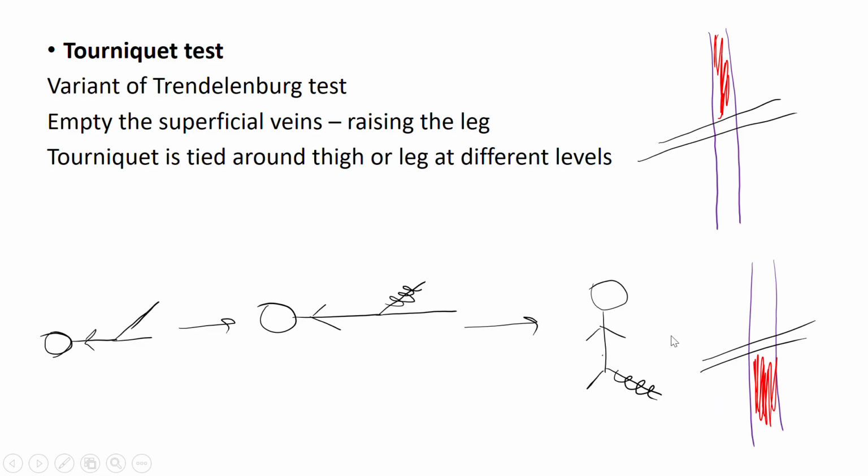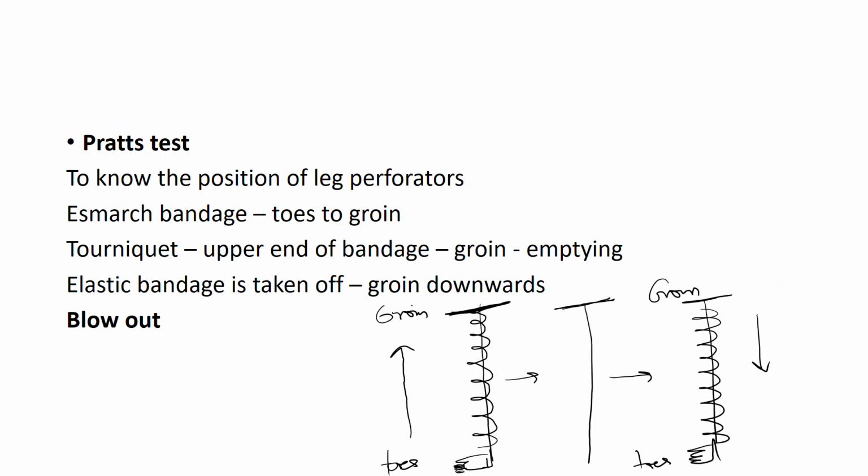Okay, so here what happens, anyway the superficial vein is tied up, or pressure is applied. So here not the superficial vein, but from the perforators the blood fills the superficial vein. So this is a test to check for the competency of the communicating veins.